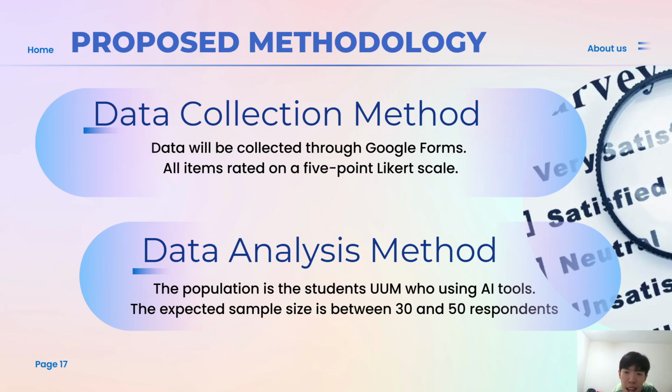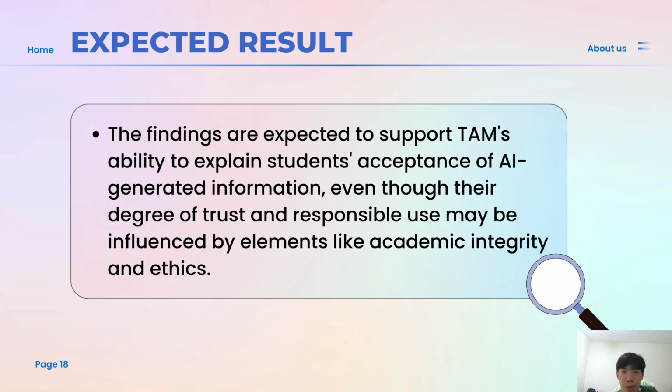For the data analysis method, we also expect the sample size to be between 30 and 50 respondents who are using AI tools. For the expected results, the findings are expected to support TAM's ability to predict student acceptance of AI-generated information, even though their degree of trust and responsible use may be influenced by elements like academic integrity and ethics.